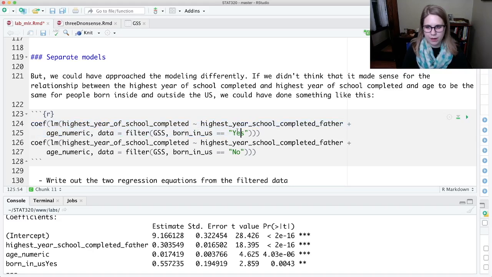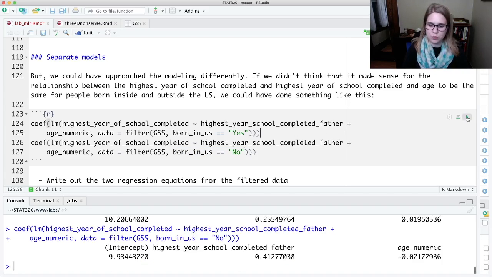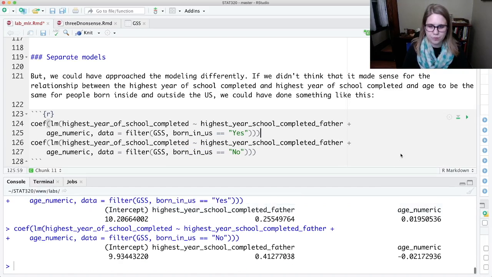do 2 separate models. So fit the same model, but one time, instead of doing just the full GSS data set, I'm going to filter GSS to just where the people were born in the US, and the other time filter to just where they were not born in the US. So this is not how we want to do it, but just for the sake of argument, I'm going to show you the output here.